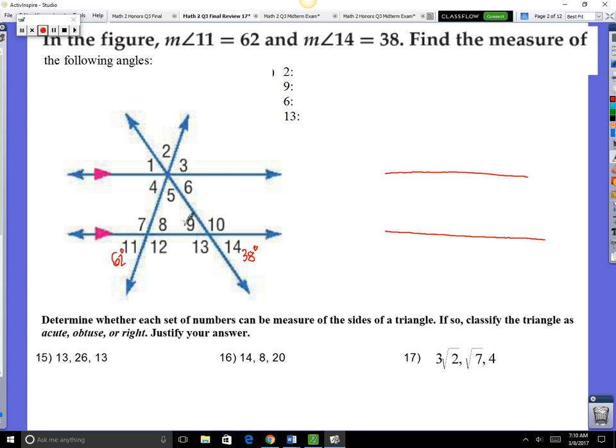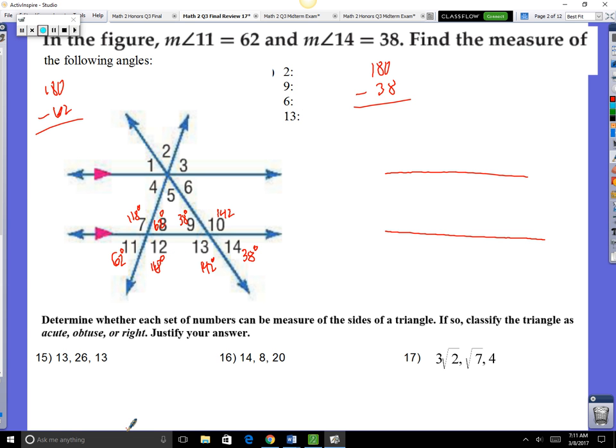So if you know that's 38, you know that is 38. I can get these four pretty slick. And if I do 180, subtract 38, this guy is 142, and this guy is 142. So I can get those four no problem, and I can get these four. 8 has to be 62 degrees. Now I'm going to do 180 take away 62. That is 118, and that is 118.